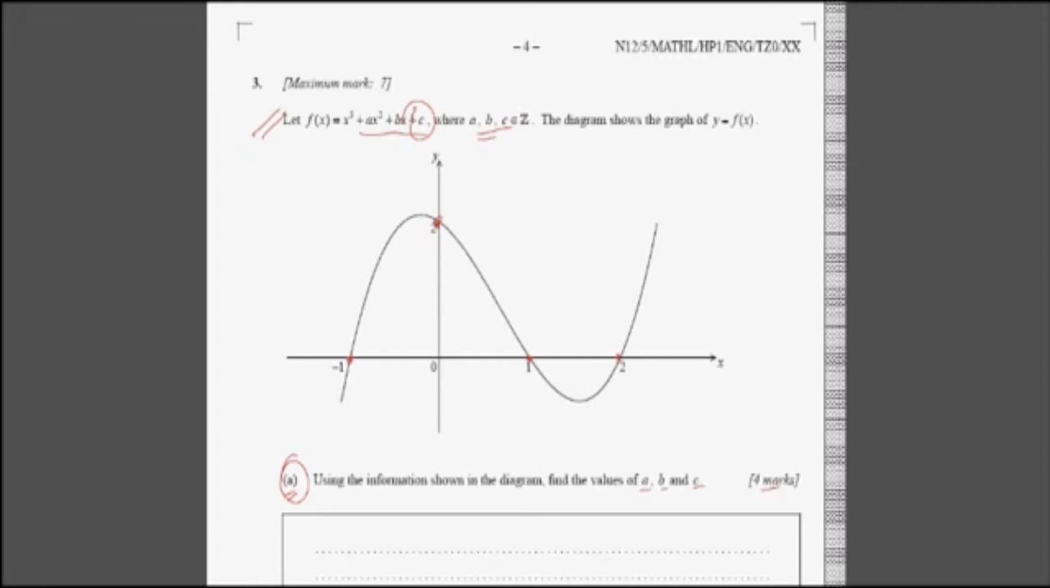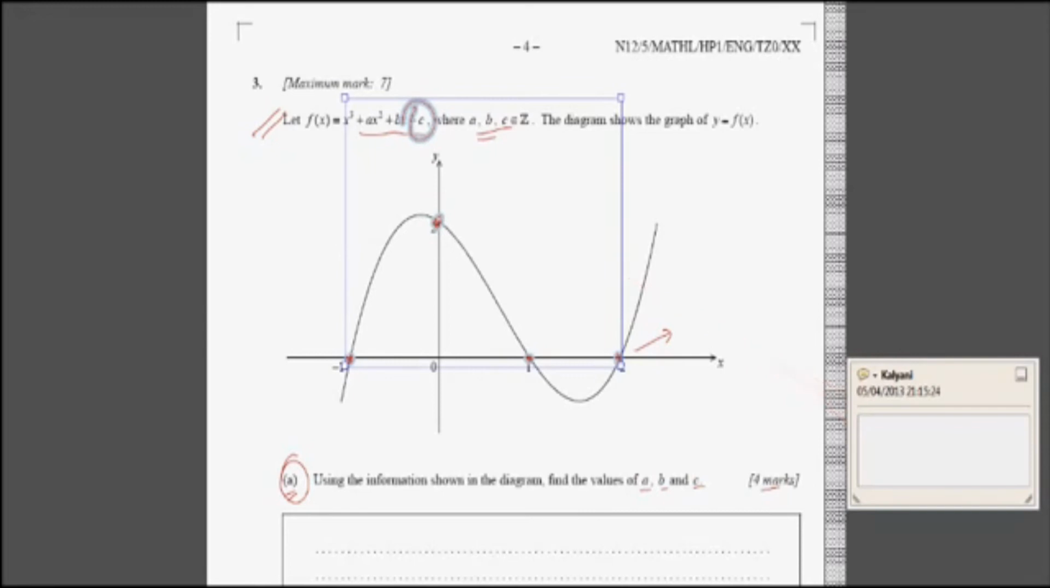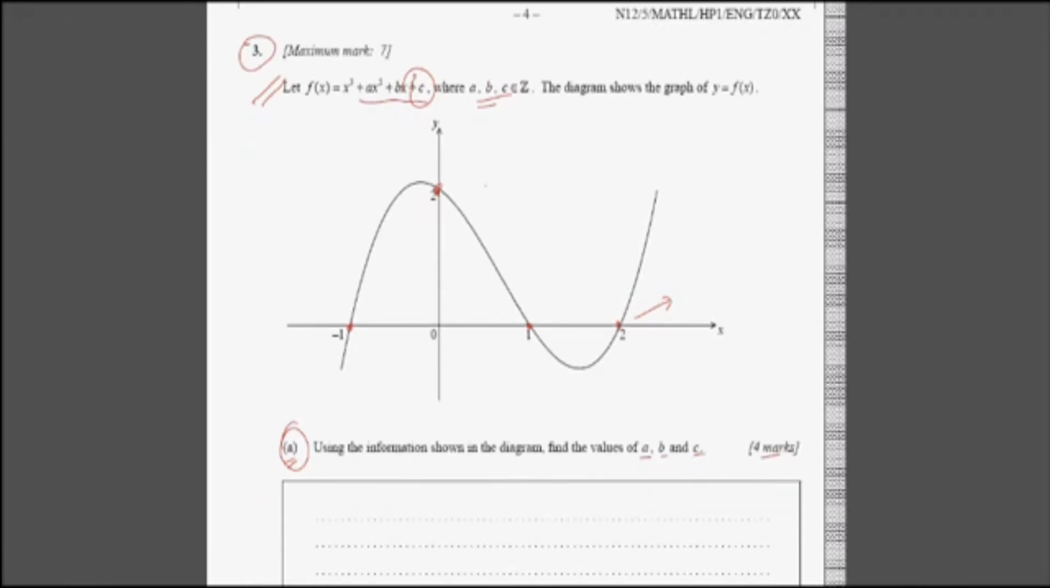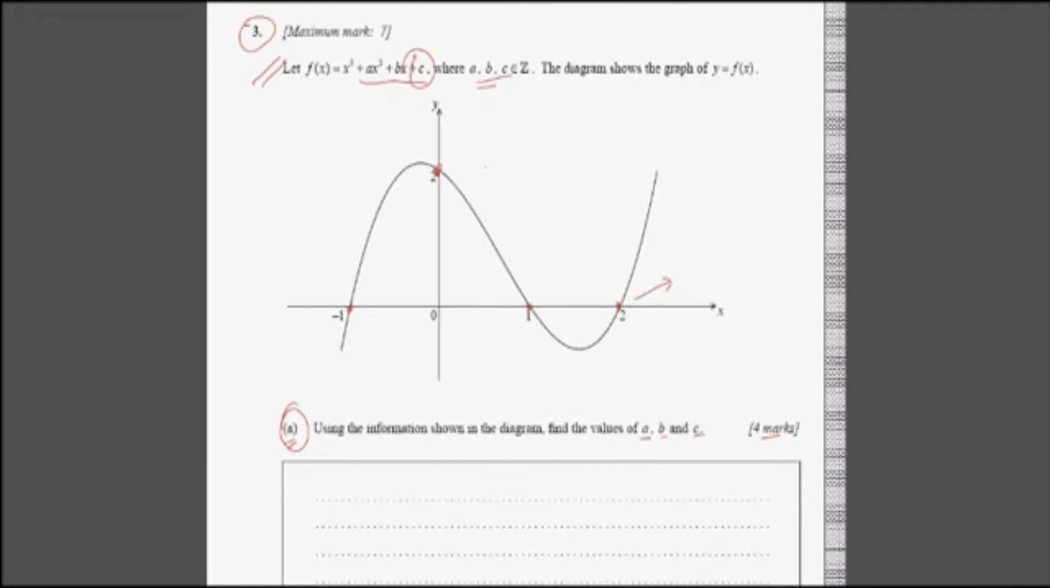You are given intercepts. So you are given both the x-intercept and y-intercept. So it's not going to be a very complicated question. It's just a third question. It's going to be very simple as long as you know the basics of graph of functions. And now you are supposed to find a, b and c.